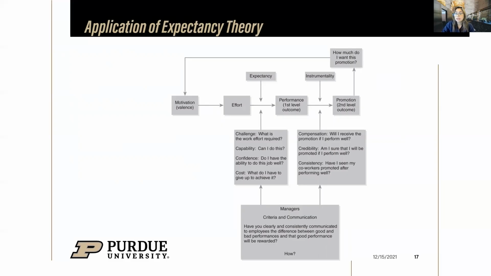As managers, expectancy theory can help us to understand how individual team members make decisions about their behavioral alternatives in the workplace. We can then use this information as input for creating motivated employees.